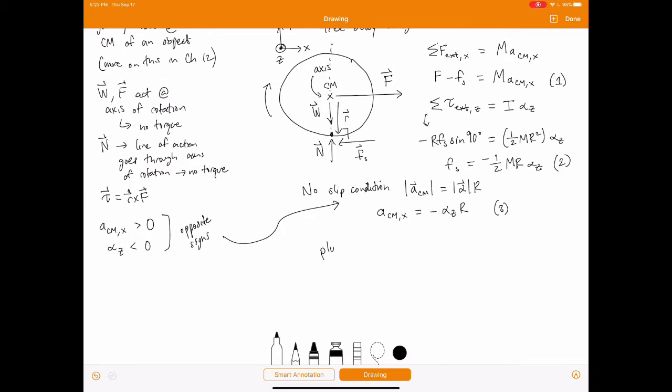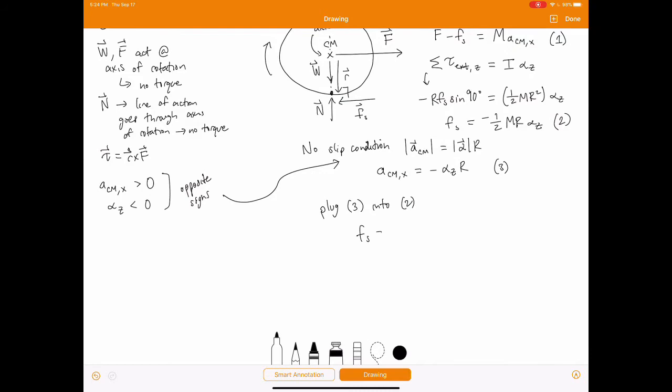Let's plug result number 3 into result number 2. Remember number 2 says Fs is equal to minus 1/2 m times r, and then alpha z, I can write that as minus ACM x divided by r. So the two negative signs cancel. Now we have a positive sign out front. 1/2 m ACM x, like that, because the radius cancels.